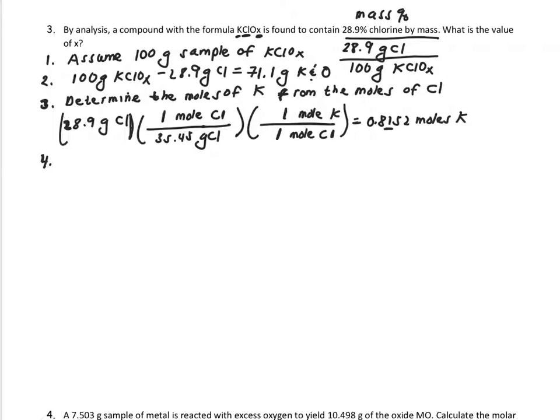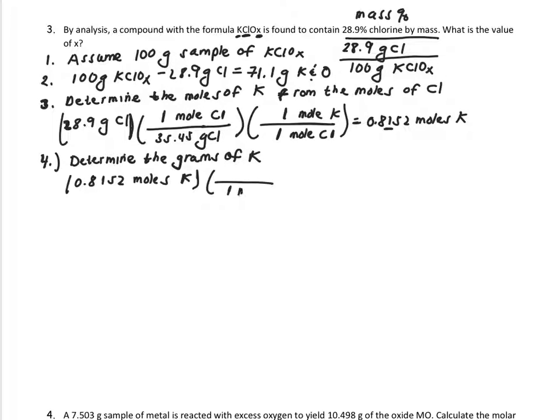Fourth step, we want to determine the grams of K. So we have 0.8152 moles of K, and for every 1 mole of K we have 39.0983 grams of K. So that gives us 31.87 grams of K.